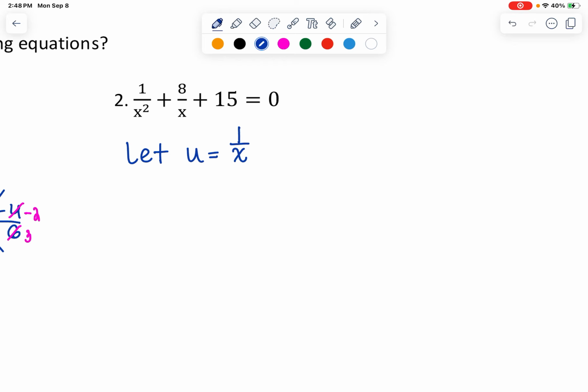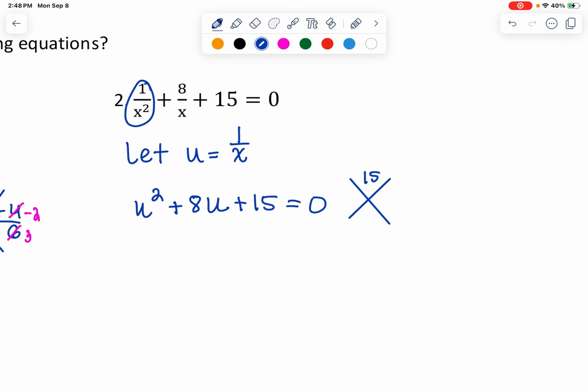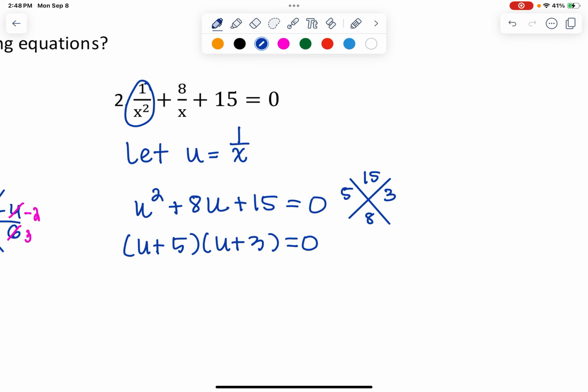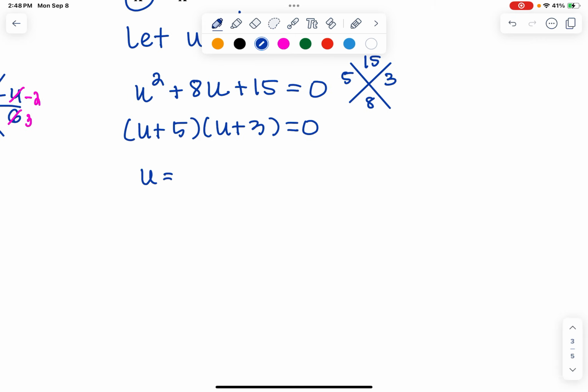And then now I can substitute it in. If I substitute 1 over x here, that's the same thing as u squared, plus, if I substitute in 1 over x here, 8u plus 15 equals 0. Now factor, make your organizational X. That's 15 and 8, which is 5 and 3. So you have u plus 5 times u plus 3 equals 0. So u equals negative 5 and u equals negative 3.